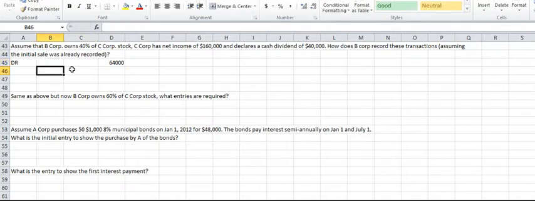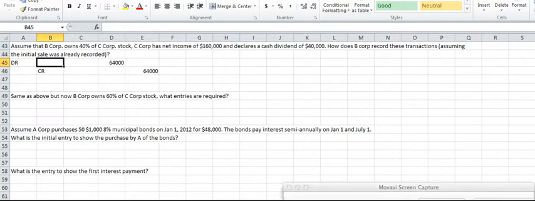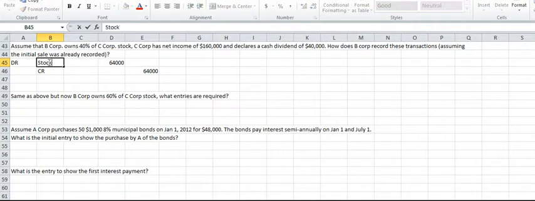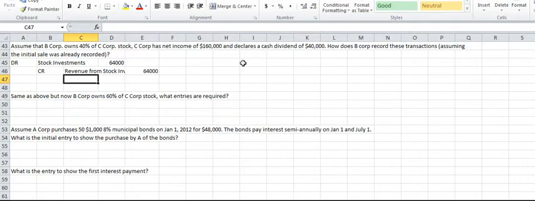Okay, so let's actually move that over here. What are we going to debit here? We know we're going to debit and we're going to credit. The number is 64,000 for both. Debit is going to be an increase to our stock investments, and then credit is going to be revenue from stock investments. So that shows us our portion of the income. We've recognized revenue, and we've also raised our stock investment account.